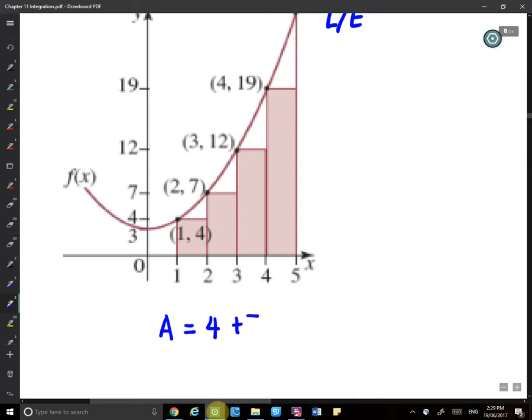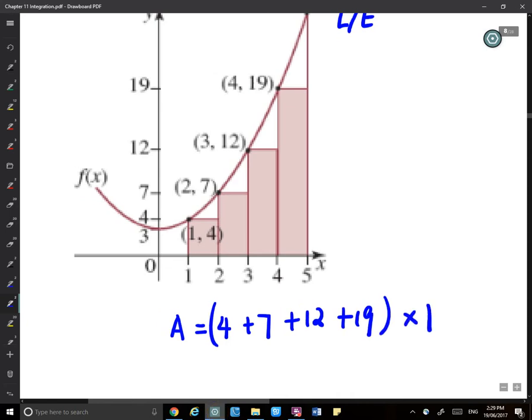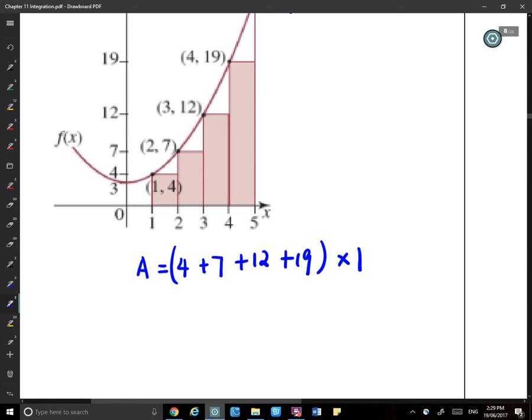For the next, you have 7. For the next, you have 12. For the last, you have 19. And you times that by 1. So 11 plus 19, 30, 42. So the area under the curve should be 42.